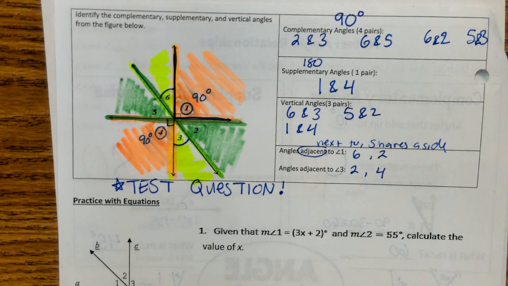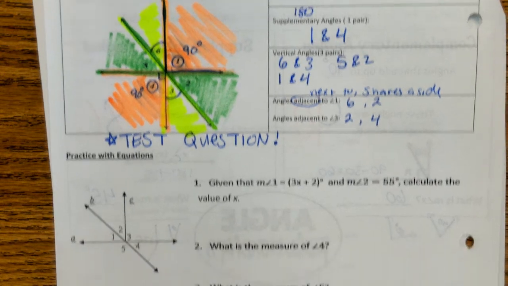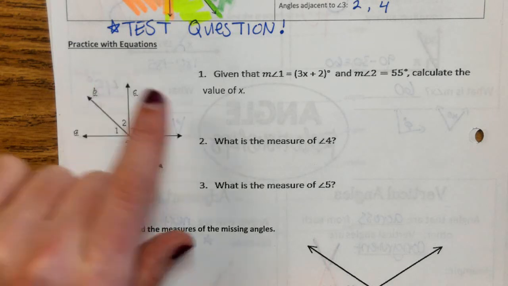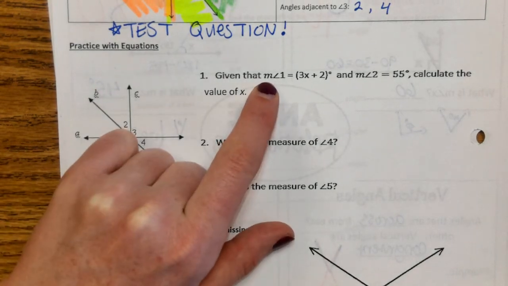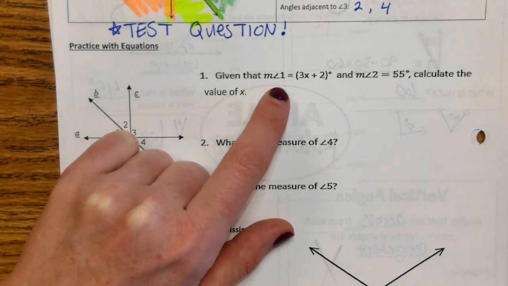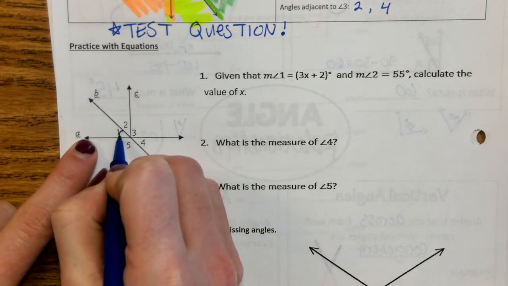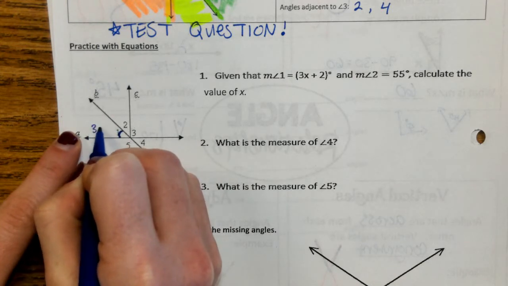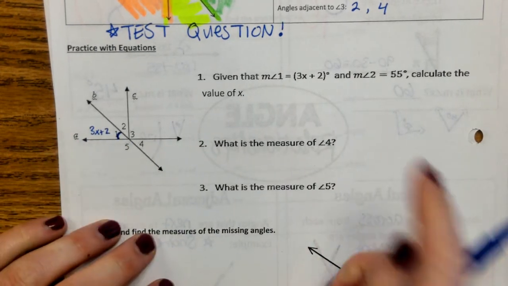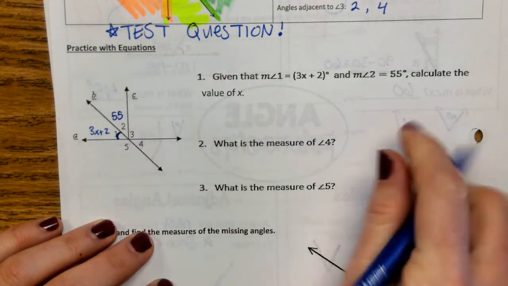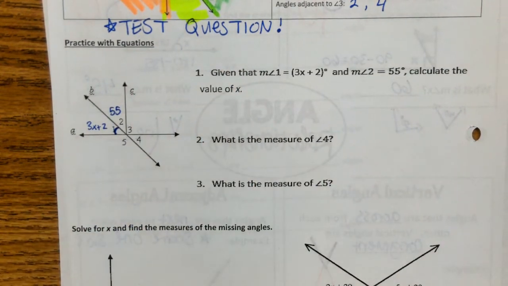Okay, we also have to use our angle relationships to solve equations and find missing pieces. So, next part, it says, given that the measure, that's what this M means, the measure of angle 1 is 3x plus 2, so let's write that down. Here's angle 1, let's write down 3x plus 2. And the measure of angle 2 is 55. Calculate the value of x.